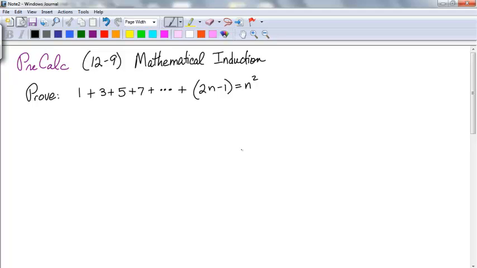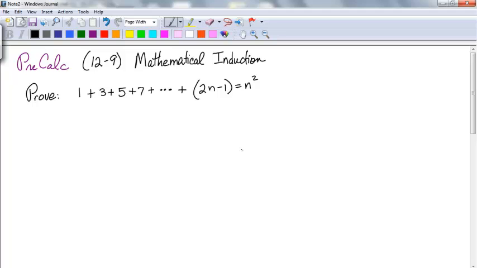And you can sub in, say, if n was 2, then this would stop at 3 on this side. So 1 plus 3 would be 4, and 4 equals 4, yeah, that's true. Try 3. If you put 3 in, then this stops at 5, and 1 plus 3 plus 5 would be 9, and 3 squared is 9, yeah. But you have to prove it for all natural numbers. That's just 2 examples, okay?